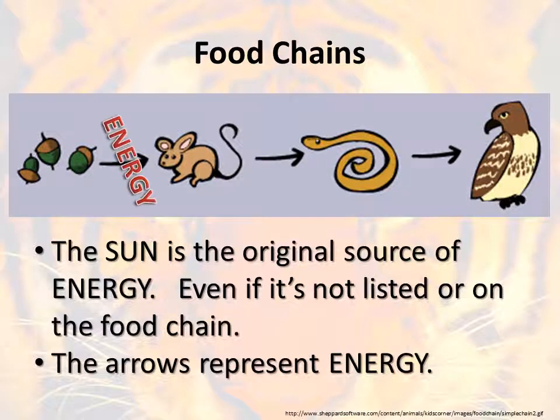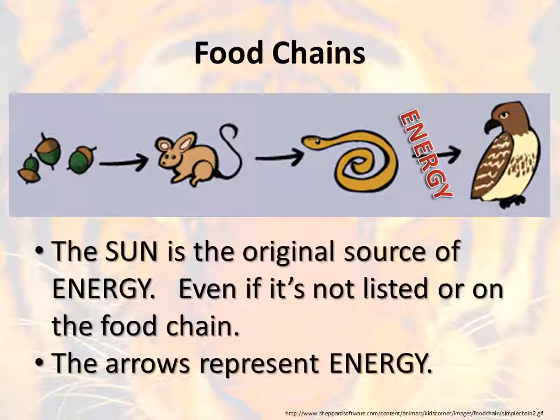The arrows are really about where the energy is going. So if we follow the arrows as it goes from the walnuts to the rodent, then the rodent gets eaten by the snake, and the snake gets eaten by the eagle, we can watch the energy flow through the food chain. And really, that's all food chain is about. The energy. Focus on the arrows. The arrows demonstrate and represent where the energy is going.